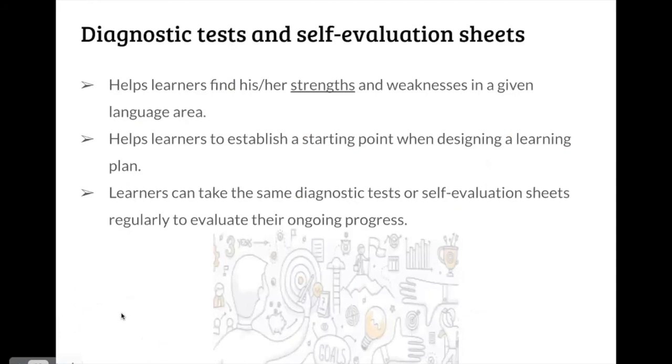Okay. So the second advising tools are diagnostic tests and self-evaluation sheets. Those sheets help learners to find his or her strengths and weaknesses in a given language area. As I mentioned earlier, especially my students tend to focus on negative points a lot. So diagnostic tests and self-evaluation sheets are really effective for learners to think about something positive about their language skills. And those sheets help learners to establish a starting point when designing a learning plan. They can also take the same test or sheet regularly to evaluate their ongoing process and progress.